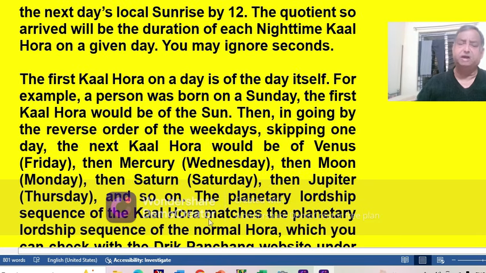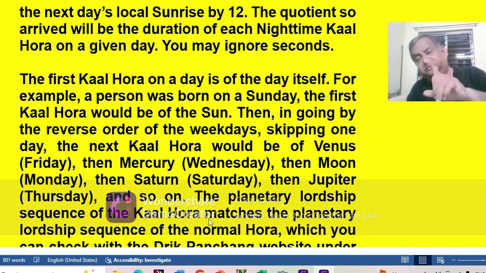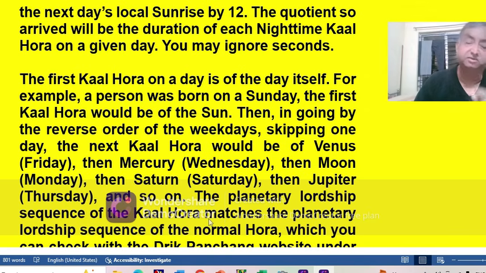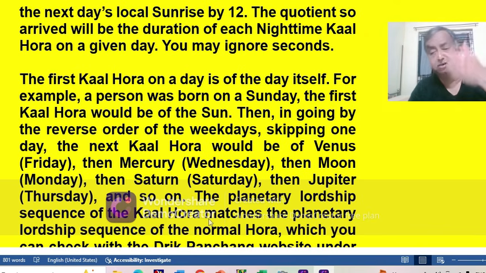The first Kaal Hora on a day is of the day itself. There will be a name of the Kaal Hora. The first Kaal Hora on a day is of the day itself. For Sunday, the first Kaal Hora would be of the Sun. For example, if a person was born on a Sunday, the first Kaal Hora would be of the Sun.